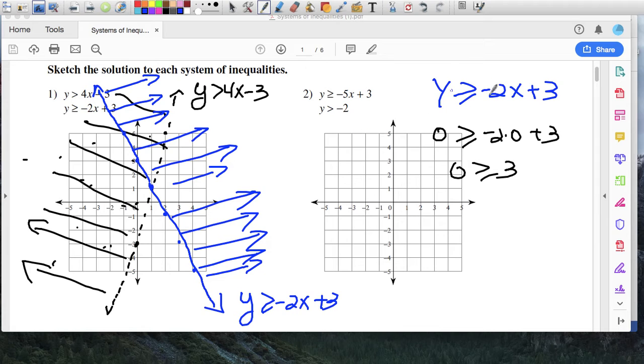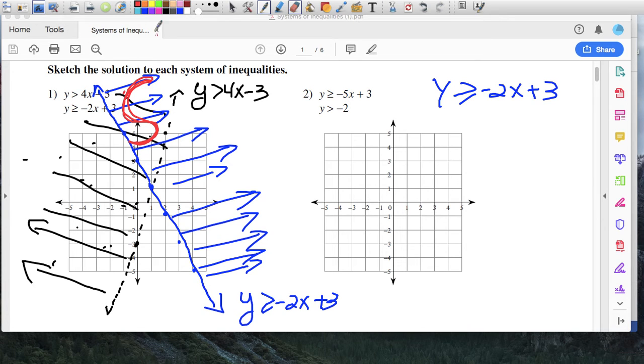So points that are going to make the second inequality true are to the right of that blue line, but we want points that satisfy both inequalities. So the only group is this right here. Points in this area, in this triangle area, are the solution.